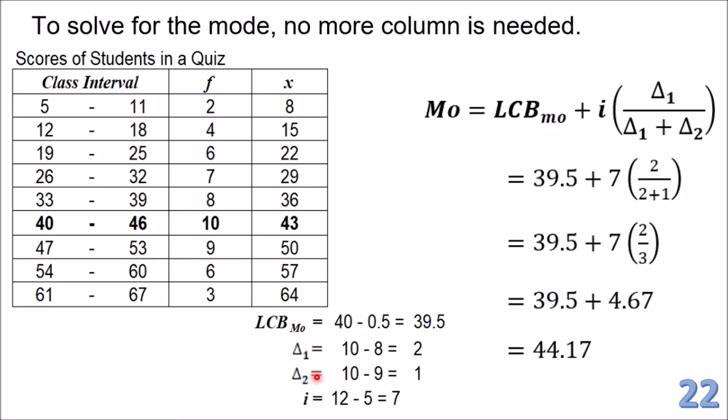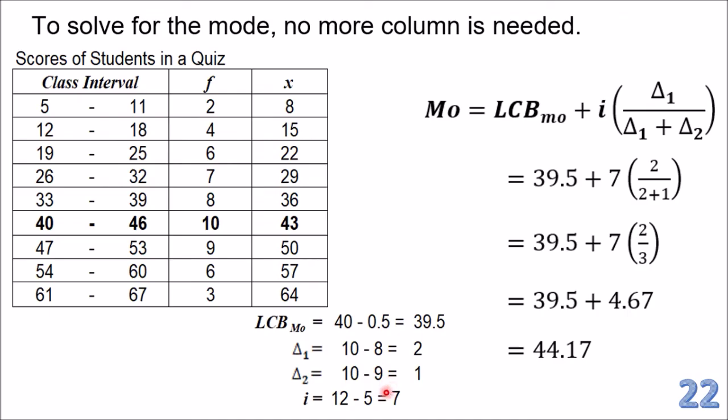Yung delta 2 is the difference below naman. 10 minus 9. Dito naman. 10 minus 9 yung sa below niya. And then yung kanina delta 1 sa above niya. So 10 minus 9 sa below is 1 and that is our delta 2. And then I, ganun pa rin the class size. 12 minus 5 equals 7. Pareho lang yung mga kanina class size.